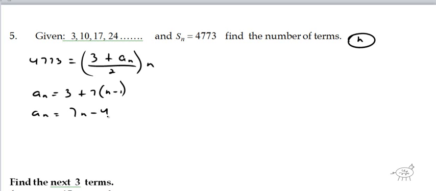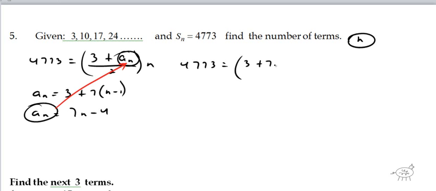And then I basically plug that into that. Right there, right? So let me move it over here a little bit: 4773 equals 3 plus 7n minus 4 over 2 times n. So I'm going to combine some stuff and multiply both sides by 2, to get rid of that 2 in the bottom, and I get 9546. And that equals 7n minus 1 times n.